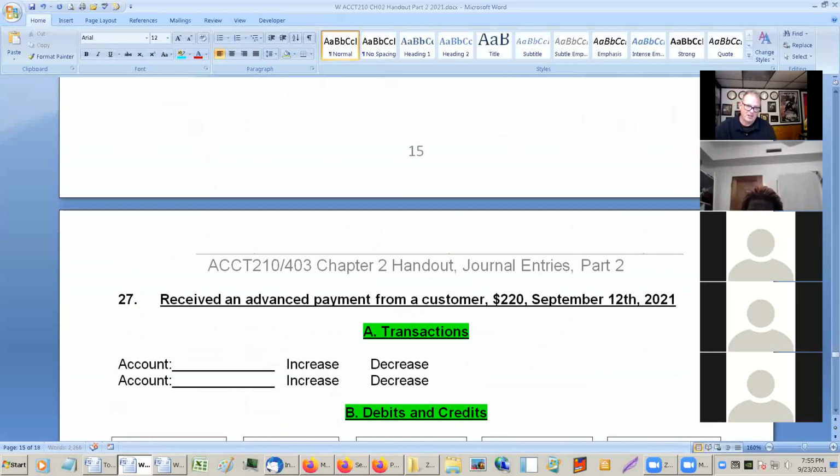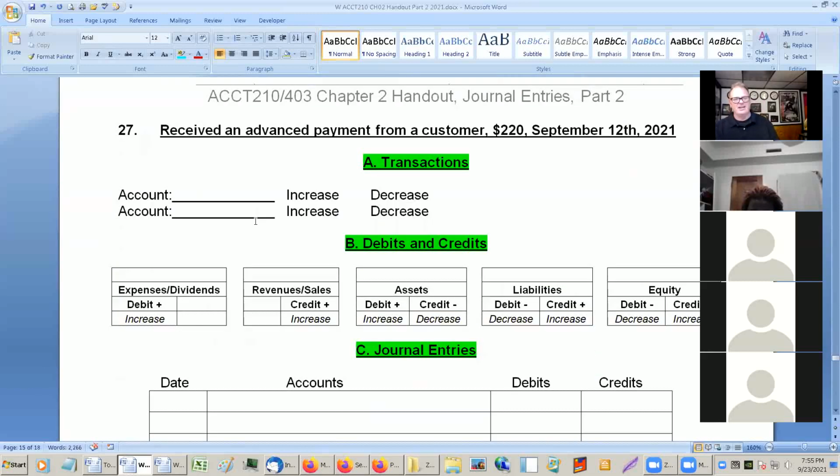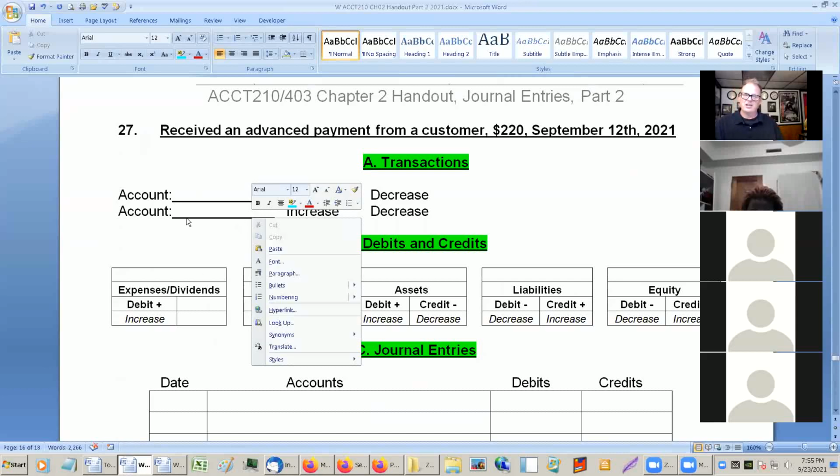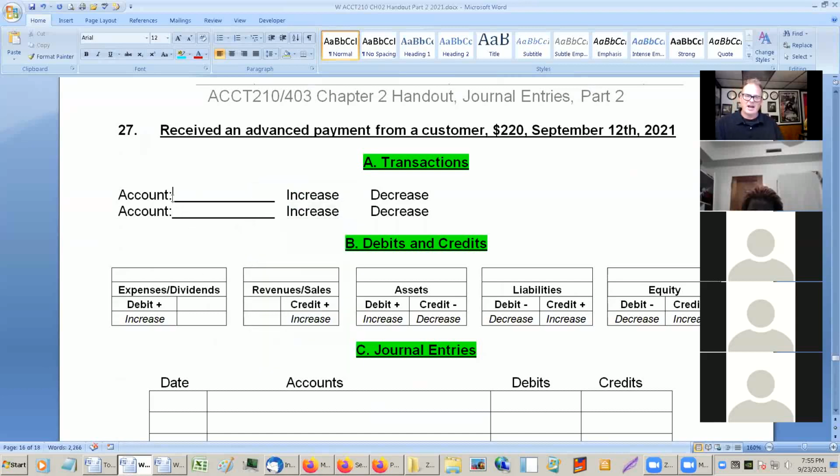Okay. Receive an advance payment. I'm thinking, is that already revenue we have, or is that cash? I don't know. Yeah, it's actually not revenue. Is it cash, and accounts receivable? It's not a bad answer though.